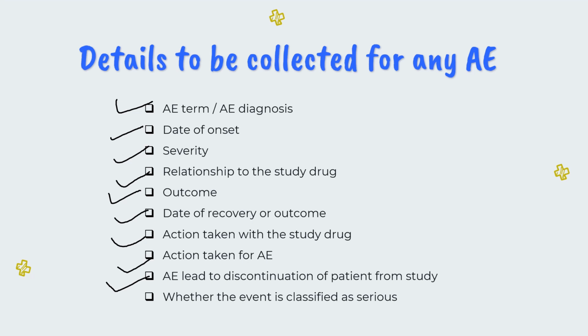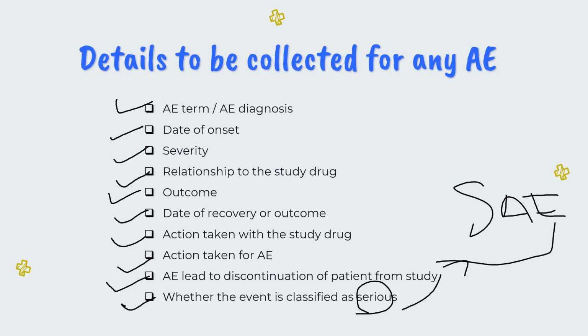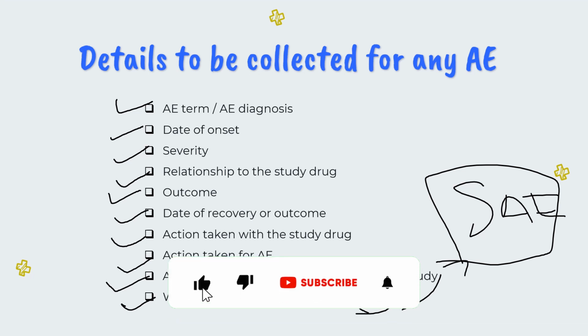and whether that adverse event led to discontinuation of the study participant, and whether that adverse event can be classified as serious, because if it is a serious adverse event, then that is an SAE. Okay, that is the term which is serious adverse event, and that has a medically significant impact. So all these kinds of details are very important for you to note whenever you document a particular AE.